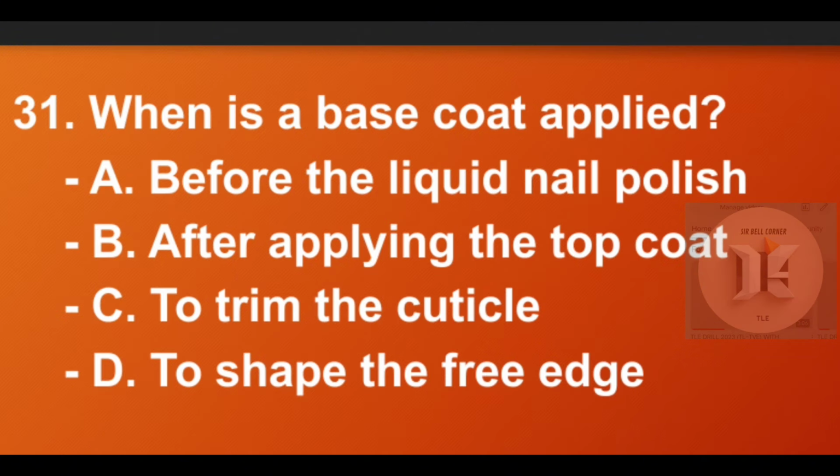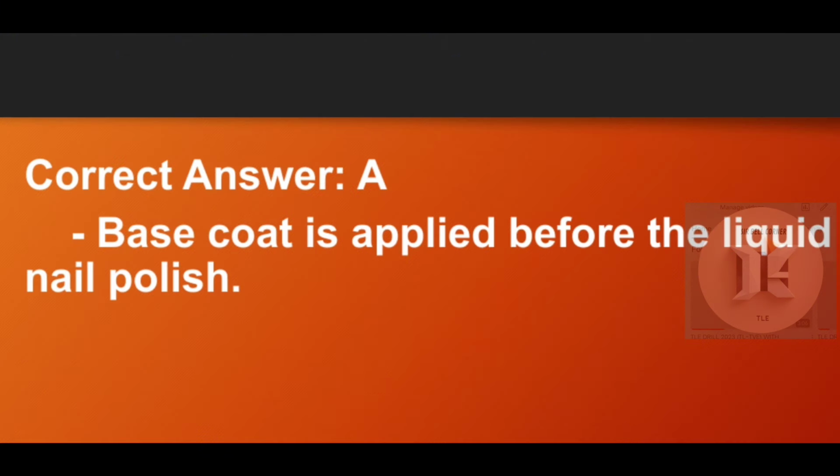31. When is a base coat applied? A. Before the liquid nail polish. B. After applying the top coat. C. To trim the cuticle. D. To shape the free edge. Correct answer. A. Base coat is applied before the liquid nail polish.